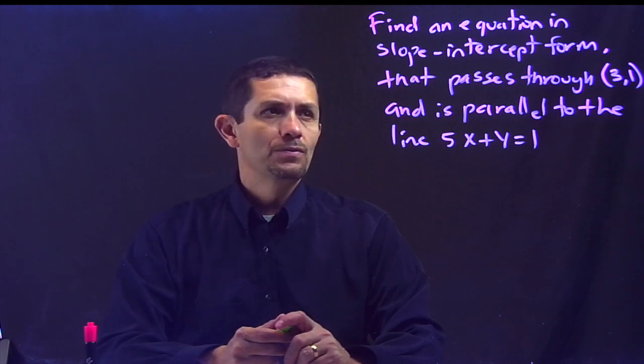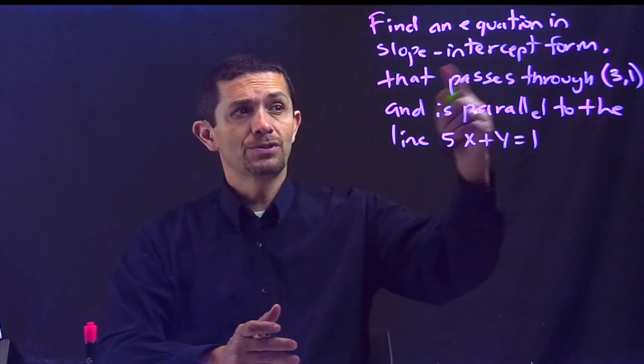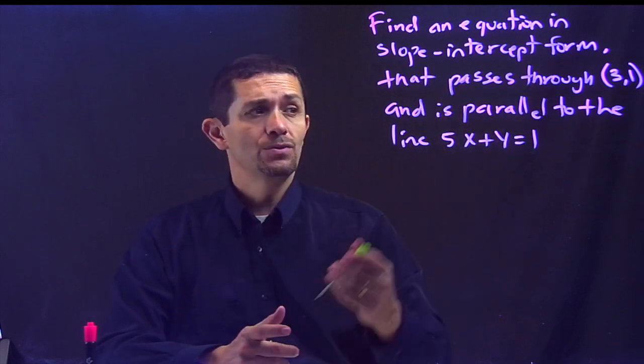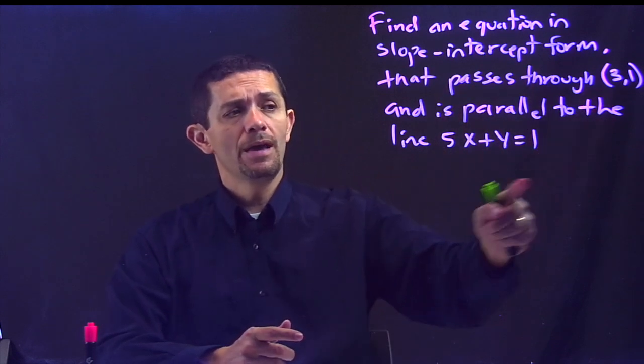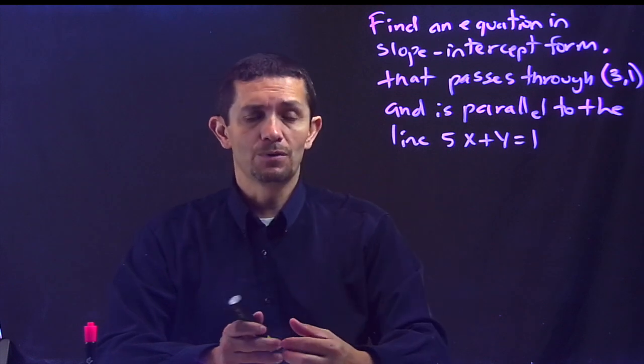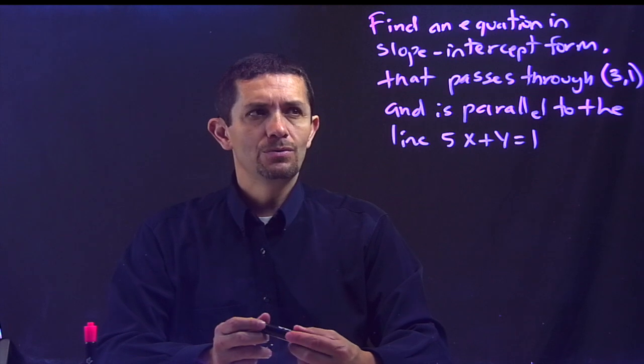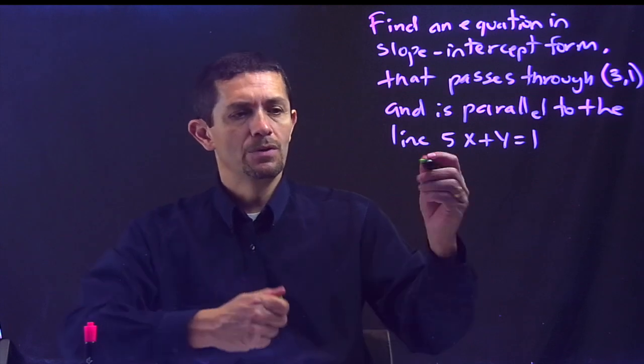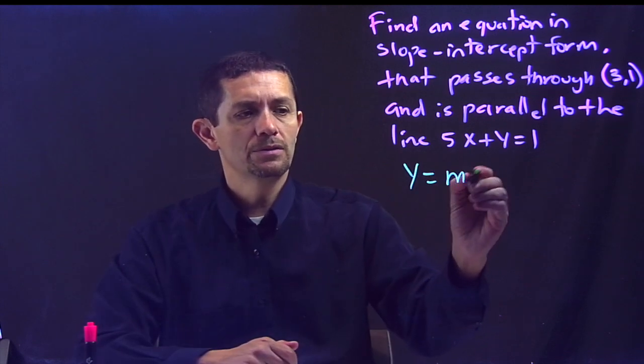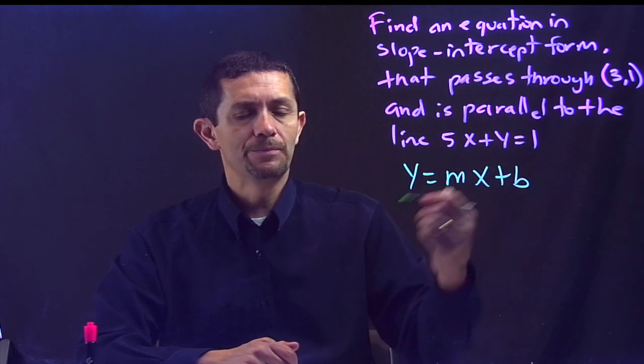Today we're gonna find an equation in slope-intercept form that passes through the point (3, 1) and is parallel to the line 5x plus y equals 1. So first of all, they're asking me to write an equation in slope-intercept form. Slope-intercept form is y equals mx plus b.